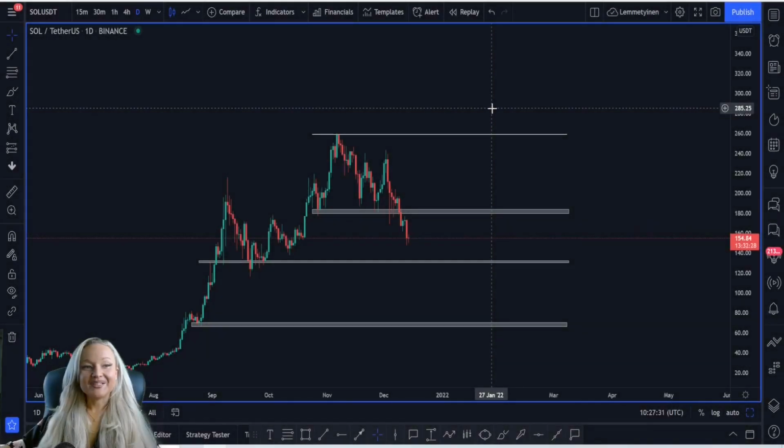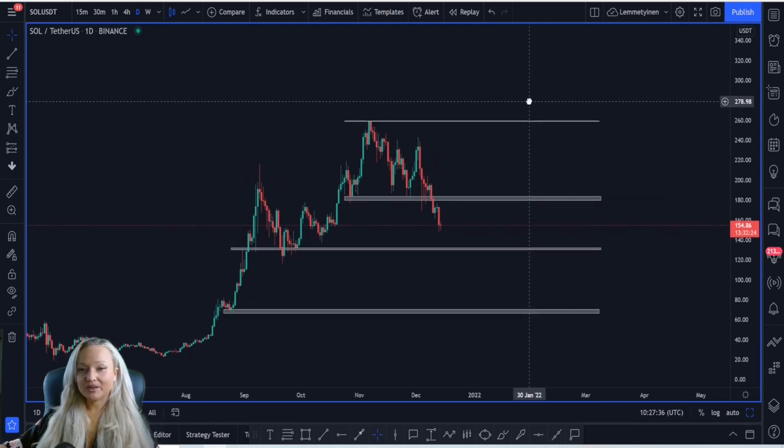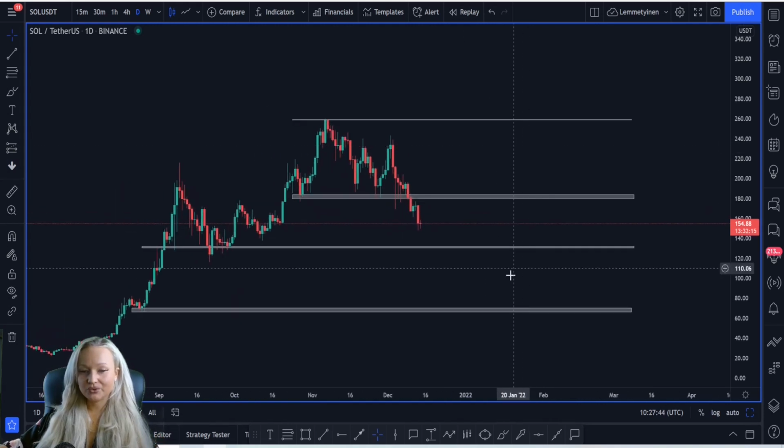Kings and queens, we're looking at Solana on the daily chart, and I'm going to give you 4 important levels that we are using. I know that this level right here at 260 is not accurate at the moment, but I just want to show you how the market is behaving around level to level.